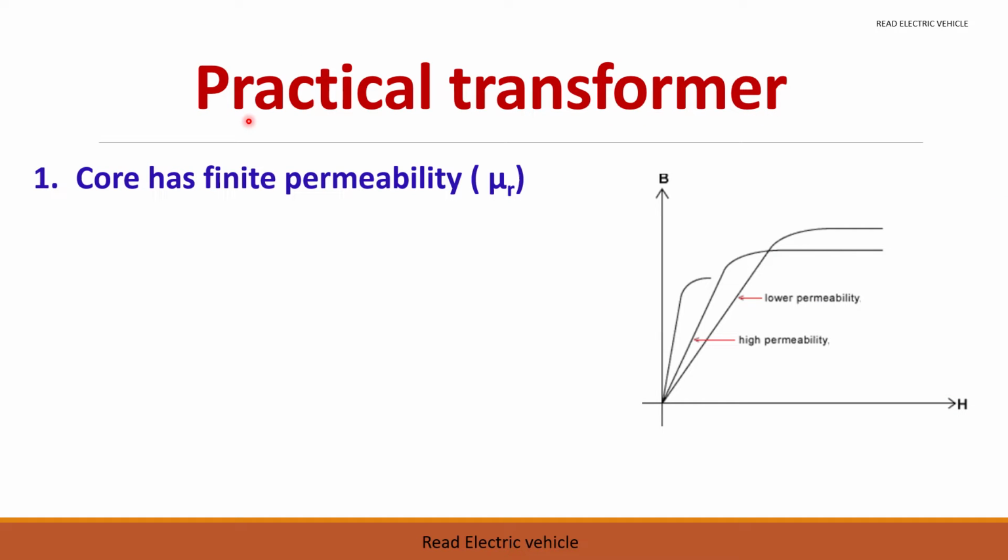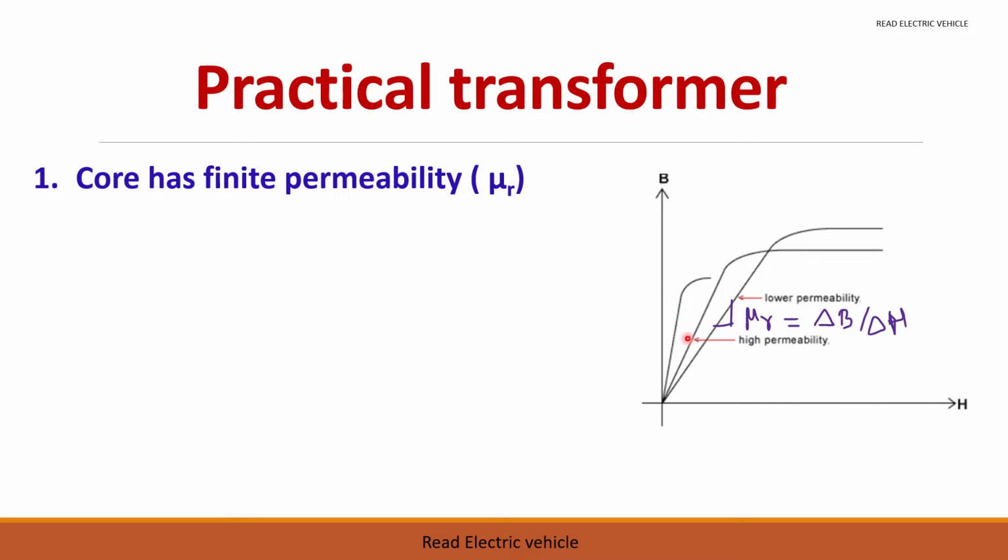So the first thing we are going to consider is the core has a finite permeability. So what does it mean? If you take the BH curve of the magnetic material used for the core, if it is along this line, it has lower permeability. What we want is along this y-axis. It means that it is an ideal case because the slope of this curve will give you the permeability. So mu r is equal to del B divided by del H. So if it is to be high, our slope should be here along the y-axis.